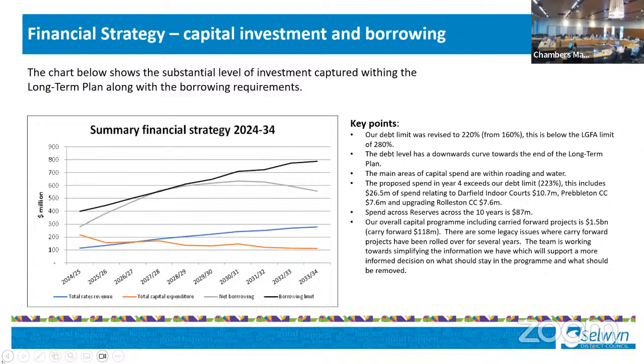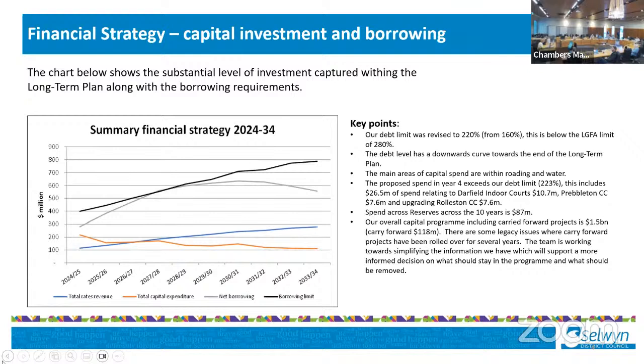The orange line, which is our capital expenditure, starts off quite high because we do have our carryover position in there. We've got a little bit of peaks and troughs based on how the programme is phased just now. The key things in here are your top 2 lines from a borrowing standpoint. The black line is our debt limit. We amended that from 160% up to 220% as part of our Treasury policy that was approved through, I think, Audit and Risk late last year. But noting this is well below the LGFA guidelines of 280%.